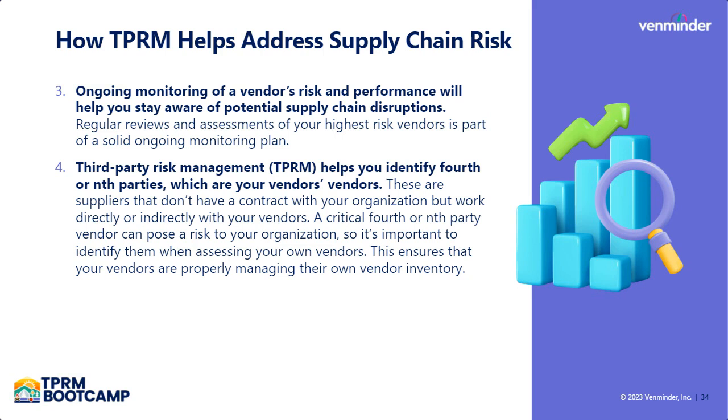Third-party risk management is going to help you identify fourth or nth parties. These are your vendors' vendors. These are suppliers that don't have a contract directly with your organization, but they do work directly or even indirectly with your vendors. A critical fourth or nth party vendor can pose a risk to your organization, so it's going to be important to identify them when assessing your own vendors. This ensures that your vendors are properly managing their own vendor inventory. So you just want to be aware of your vendors' vendors and their supply chain. Where is everything coming from?